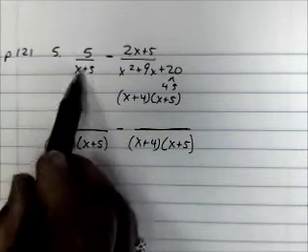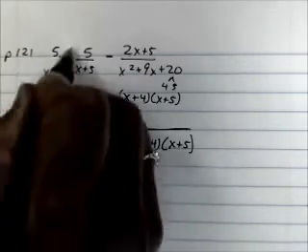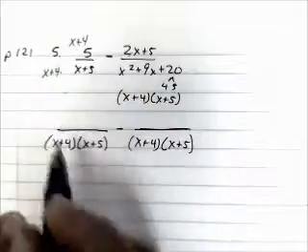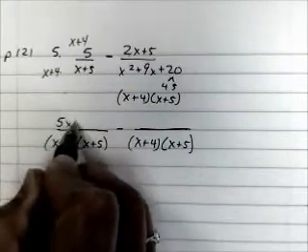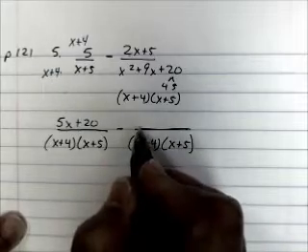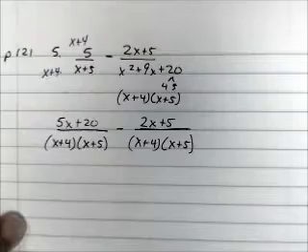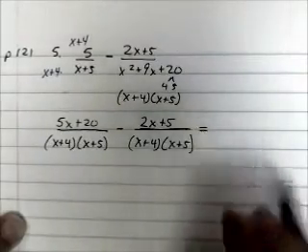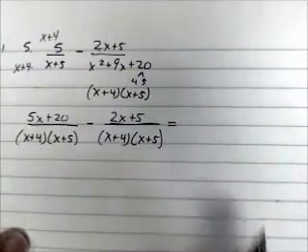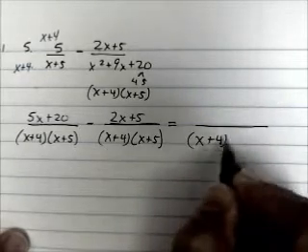What do we multiply x plus 5 by to get (x plus 4) times (x plus 5)? Yes, x plus 4. 5x plus 20. This is already our denominator, so just bring down the numerator, 2x plus 5. Denominators are the same. Let's copy it. (X plus 4) times (x plus 5).